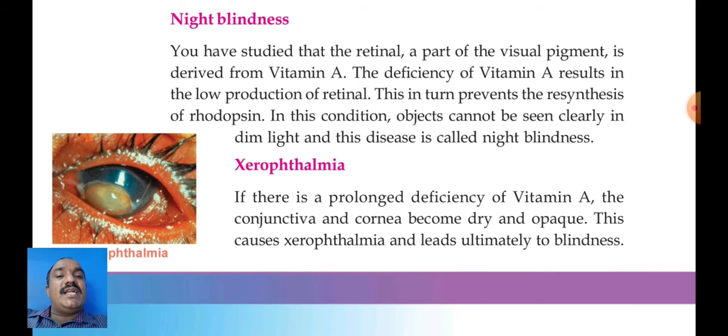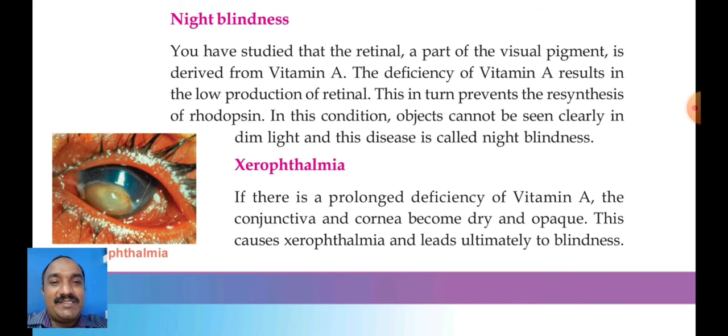Such a condition is called what? Night blindness. Why is it caused? It is caused because of the deficiency of vitamin A, or the low quantity of vitamin A in our diet, in our food, or in our body. Our body needs vitamin A. When the quantity of vitamin A is less, what will happen? It will lead to a condition where the person will be unable to see in dim light.